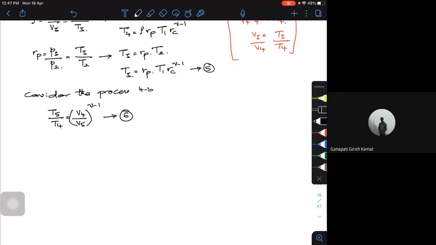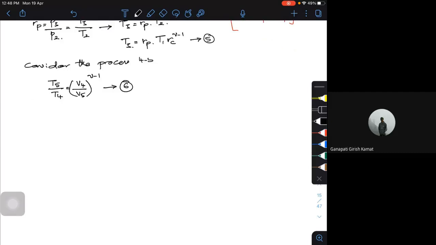Now I will try to substitute for V4 by V5 in terms of the cutoff ratio or compression ratio. How to do that? I can write V4 by V5 is equal to V4 by V3 and V3 by V5.